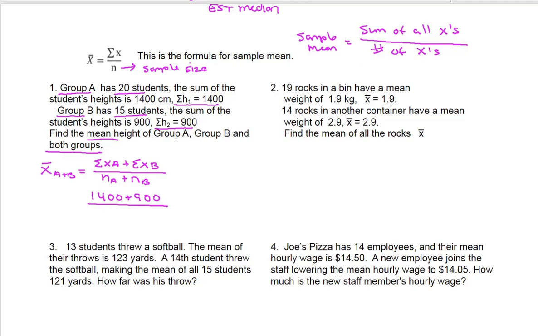In this case, the sum of all the x's for one is 1400, the other one is 900. Altogether, we've got 35 students. When we add those up and divide, we find out that the average is 65.71. Now, what I'd like you to do is pause this and try problem number 2 on your own, and then start back up again, and let's see how we compare.